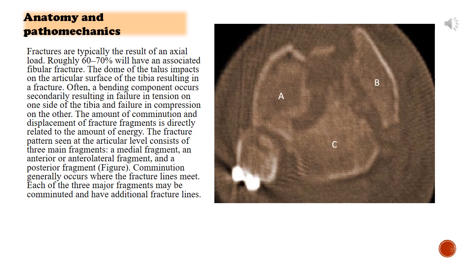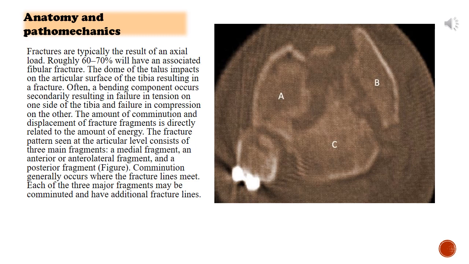Fractures are typically the result of an axial load. Roughly 60 to 70% will have an associated fibular fracture. The dome of the talus impacts on the articular surface of the tibia resulting in a fracture. Often, a bending component occurs, secondarily resulting in failure in tension on one side of the tibia, and failure in compression on the other. The amount of comminution and displacement of fracture fragments is directly related to the amount of energy.